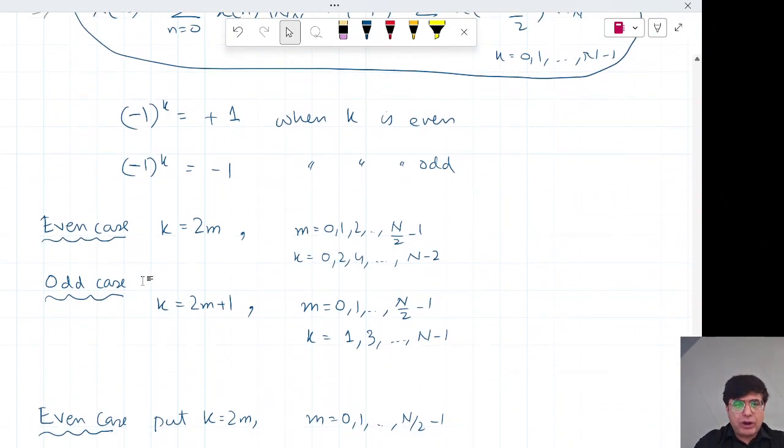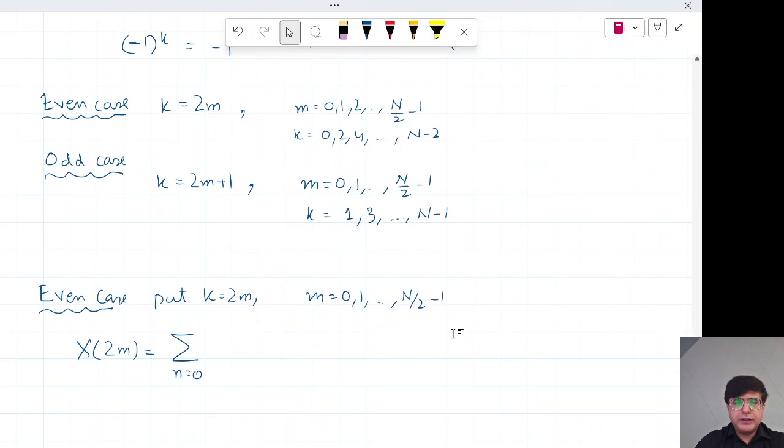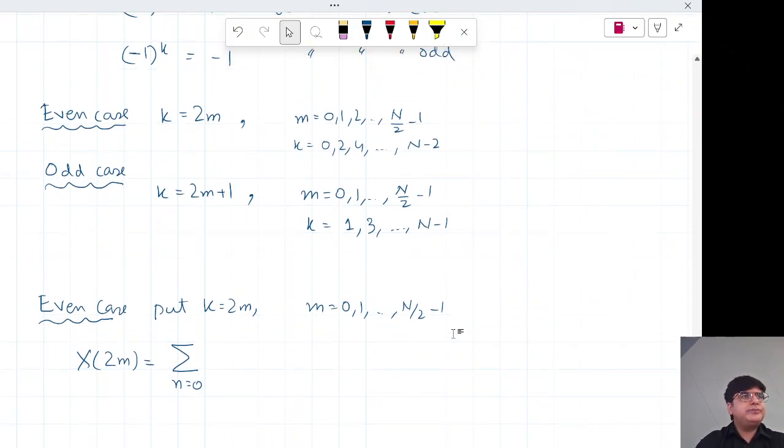Similarly, the odd case, we can represent it by saying k equals 2m plus 1, where this m again goes from 0, 1, 2 up until n over 2 minus 1, and when m goes over these values, k goes from 1, 3 up until n minus 1. Clear? So far so good? Any questions? Clear? Alright. So what we are going to do, we will just do the even case first, then we will do the odd case, and then we will see what kind of values we come up with.